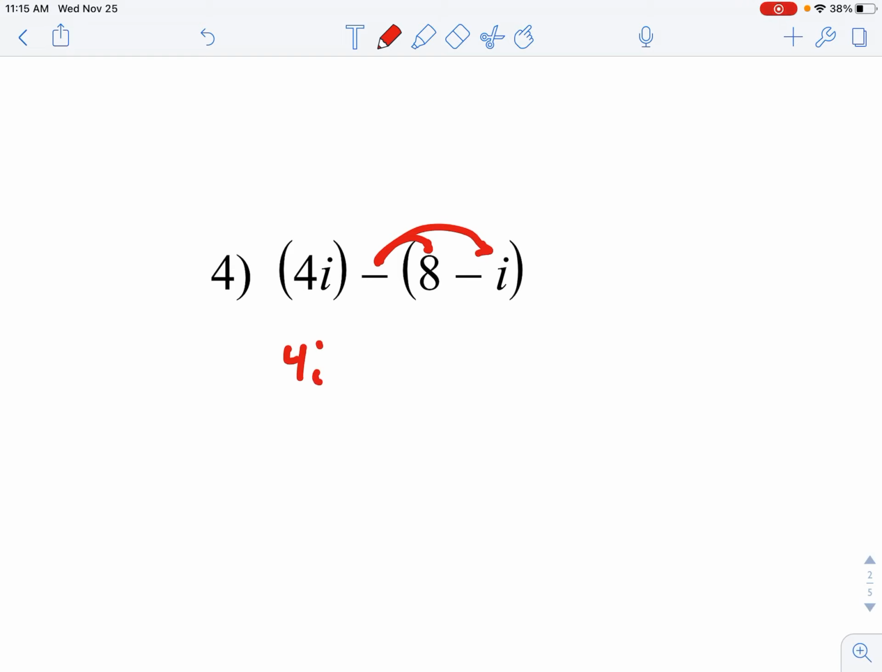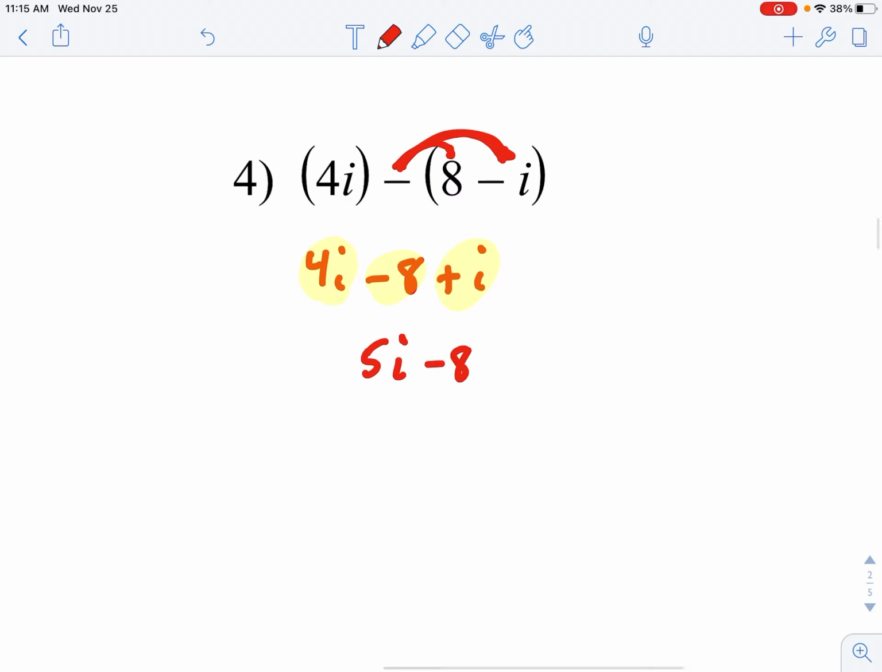So this becomes 4i minus 8, and then we have a minus distribute to another minus. It turns into plus i. Now we combine like terms. 4i plus i is 5i. Minus 8 has no like term, so I just bring down minus 8. And there's my answer, 5i minus 8.